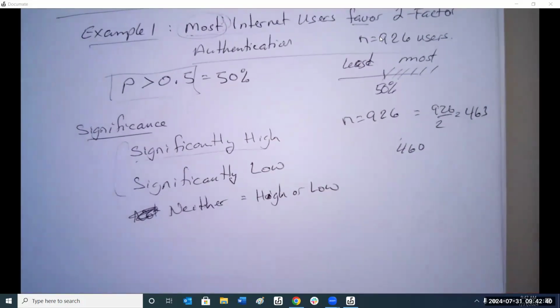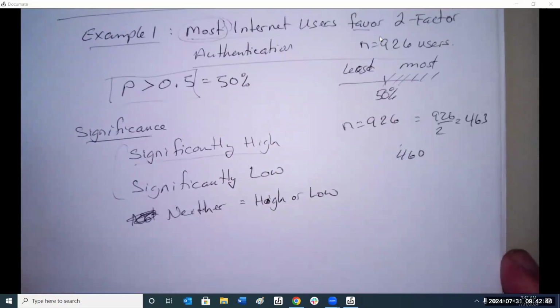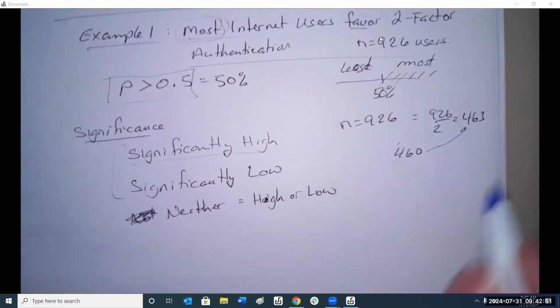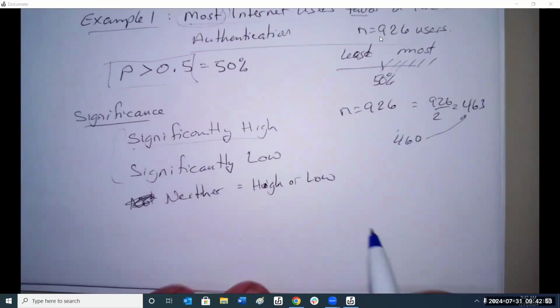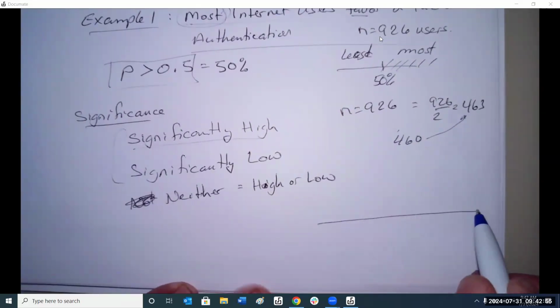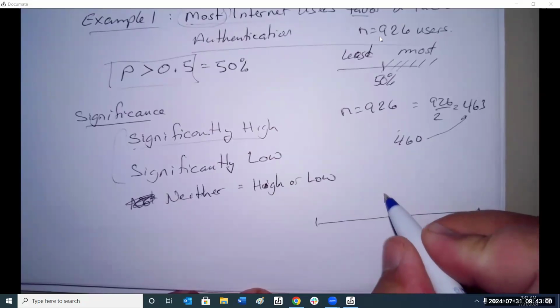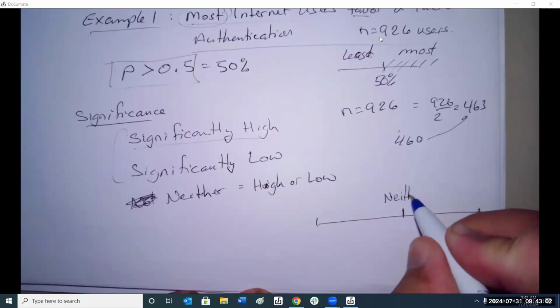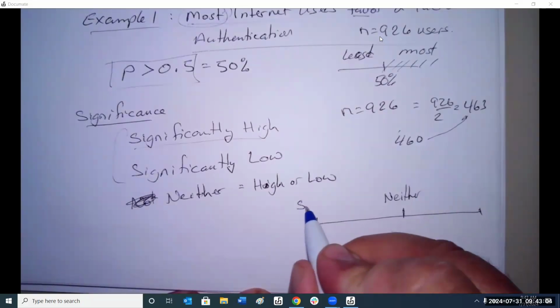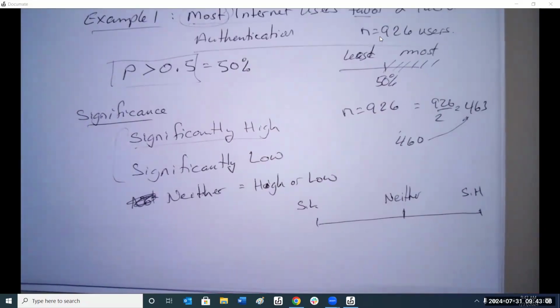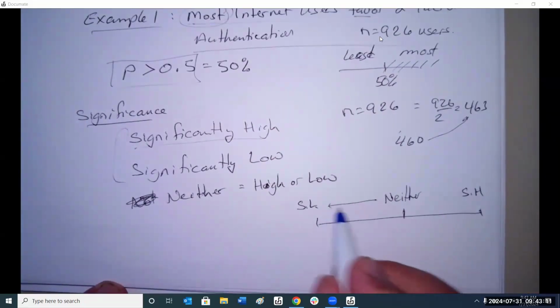So that would be significantly low. Is that really significant though? Because it's less than 50%. No, but remember we talked about earlier, when we talked about significance, this is easily neither. This is significantly low. This is significantly high. So it gradiates from there.